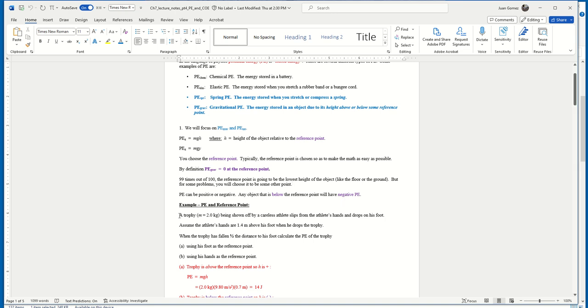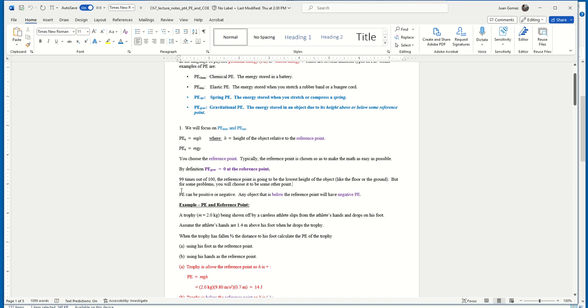Probably 99 times out of 100, the reference point is going to be the lowest point or the lowest height of the object, like the floor or the ground. It could be a skier sliding down a slope. The bottom of the slope is the reference point. An object is dropped from a certain height. Maybe you release a rubber ball from a certain height and it hits the floor. We choose the floor as the reference point.